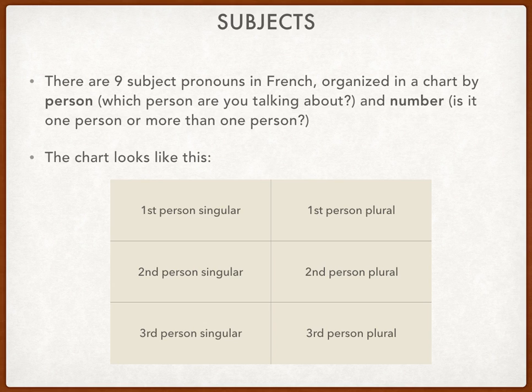There are 9 subject pronouns in French, which are organized in a chart by person, so which person are you talking about, and number, so how many people are we talking about. Each person is a row. So first person is when we are talking about yourself. Second person is when you are talking directly to a second person. And third person is when you're discussing a third person who's not a part of the conversation. How many people we're talking about is each column. We have a singular and a plural column. So our first column is if you're talking about one person, and our second column is if you're talking about more than one person.